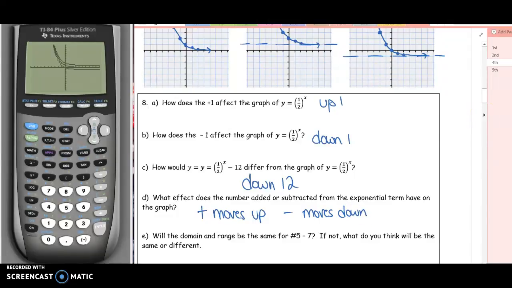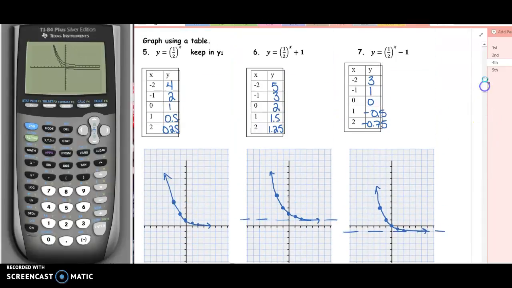Will the domain and range be the same for numbers 5 through 7? The domain, yes, the domain will be the same. The domain will still be all real numbers. The range, however, I'm going to write C above. And let's actually look at each of these graphs and decide what the range would be for each. If the graph doesn't move at all, up or down, like number 5, the range is y is greater than 0. Those values on the right get closer and closer to the x-axis, to y equals 0, but they don't actually get to 0.